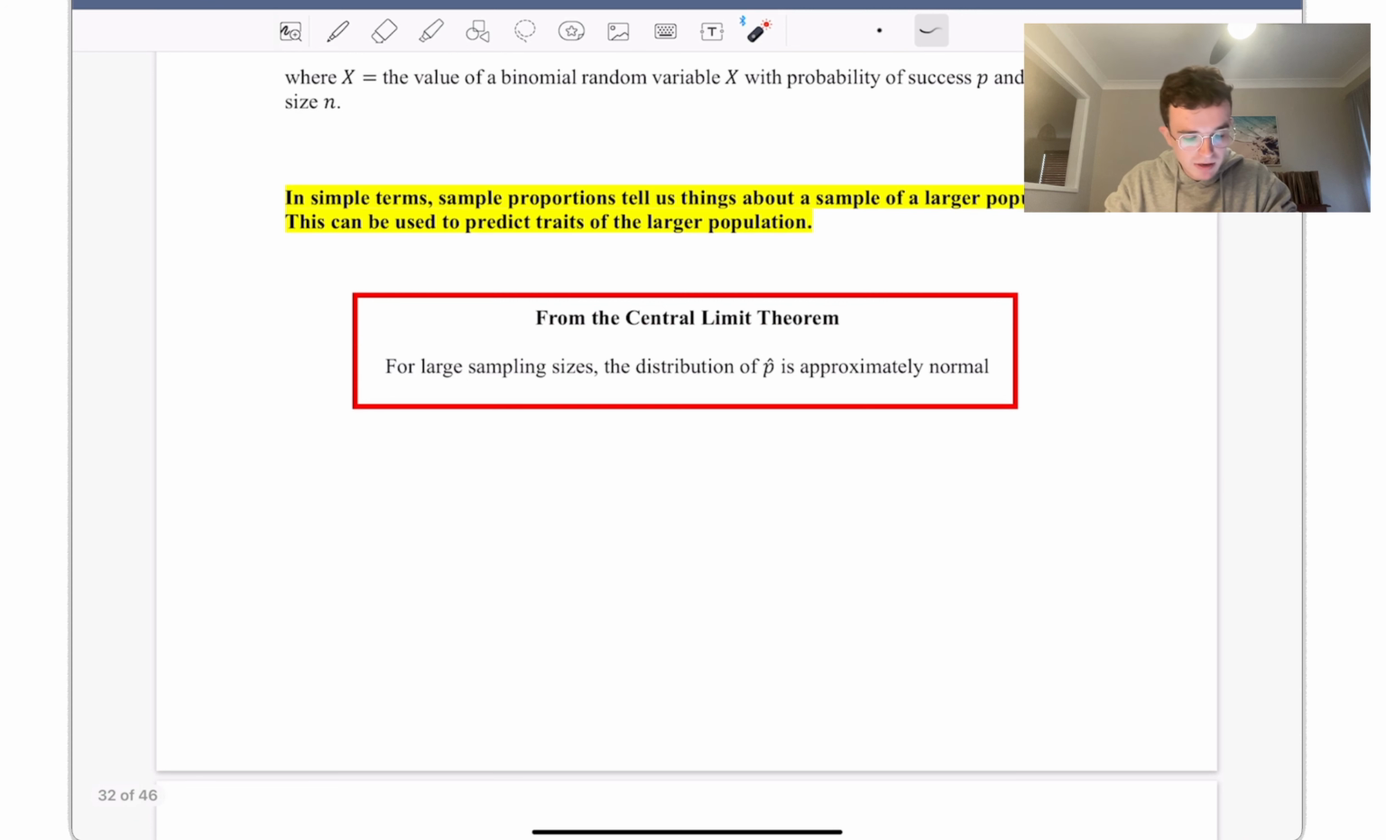Now, from the central limit theorem, for large sample sizes, the distribution is approximately normal. So the central limit theorem says if our sample size is large enough, the distribution is approximately normal.